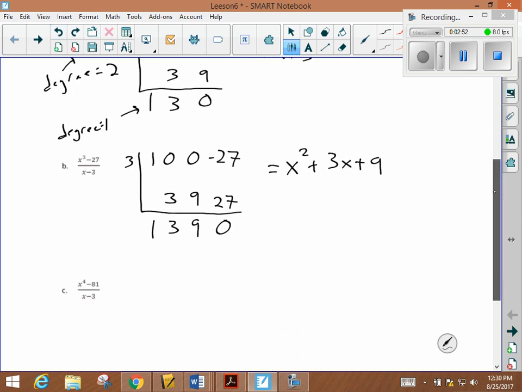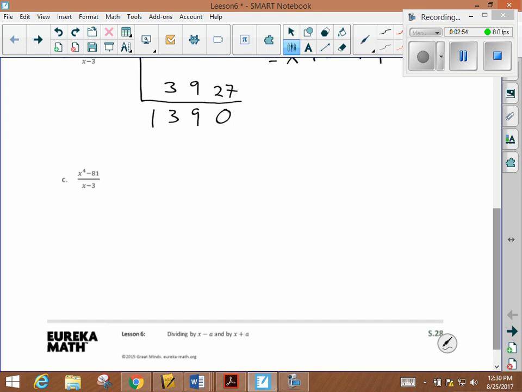We see a pattern forming already. Let's see what's going on. So let's use synthetic division again to find this quotient. That's x to the 4th, 0x to the 3rd, 0x squared, 0x, and negative 81 x to the 0, if you will. Drop down the 1.